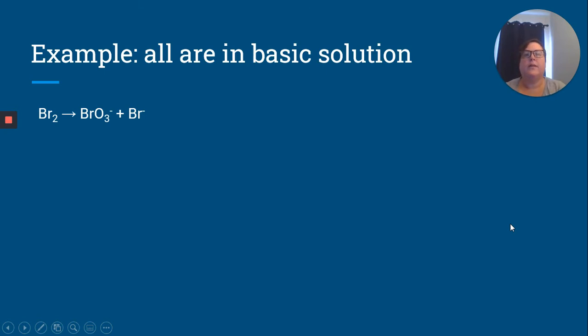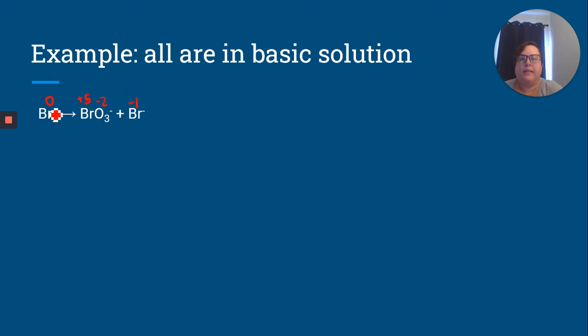So the first thing that we want to do is write our oxidation numbers. Bromine by itself is 0. Oxygen is a -2. There's 3 of them, so that's a total of -6. So in order to have a -1 left over, bromine would have to be a +5. Bromine by itself has the charge that is written next to it.